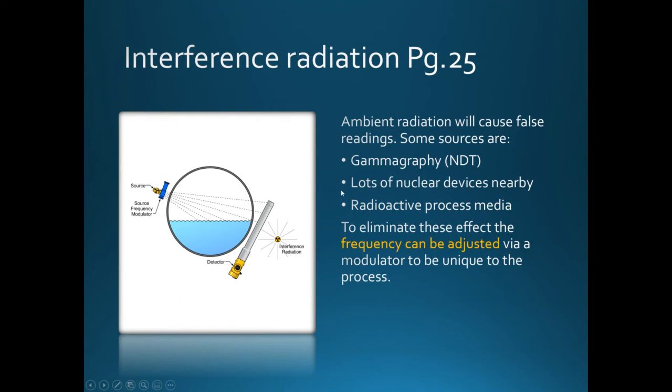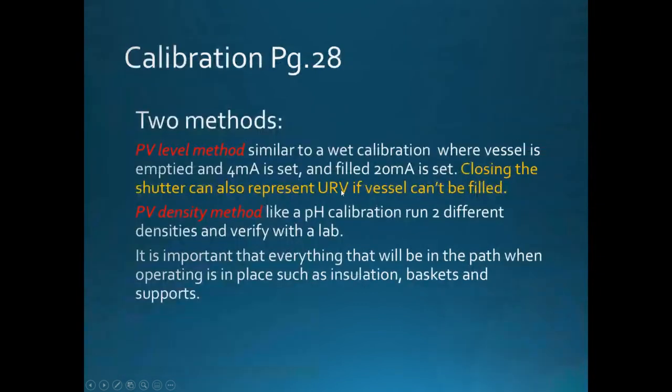Moving into calibration, and calibration is relatively simple for a nuclear source. There's essentially two methods. The first is called the PV level method, or I like to call it a wet calibration if we're talking about level. For most other devices, I call it a wet calibration. And this is simply emptying the vessel to your 4 milliamp level and setting it at 4 milliamps, and then filling the vessel up to its upper range value and setting the 20 milliamp value.